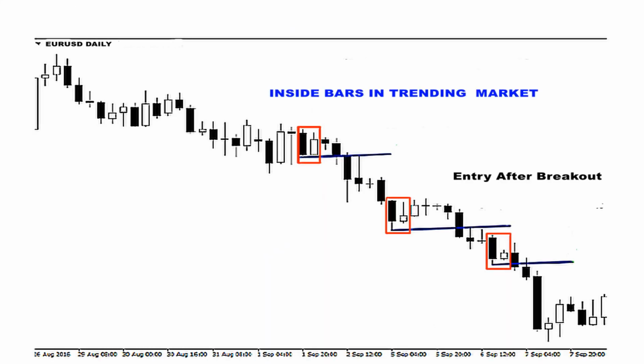Here is a further example of a breakout strategy in a bearish trending market. You can see the entry after the breakout.